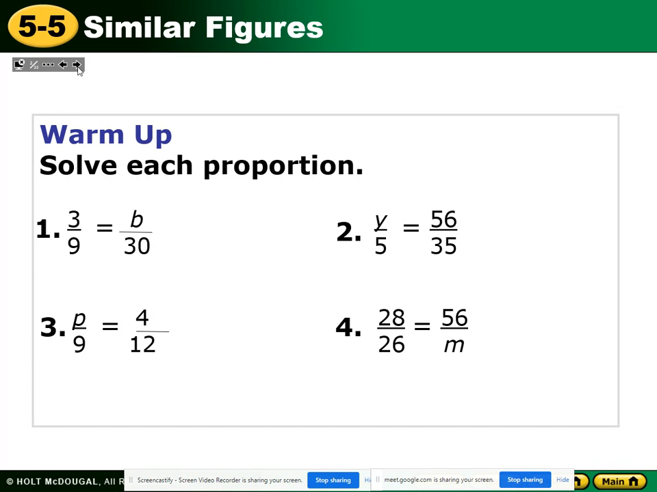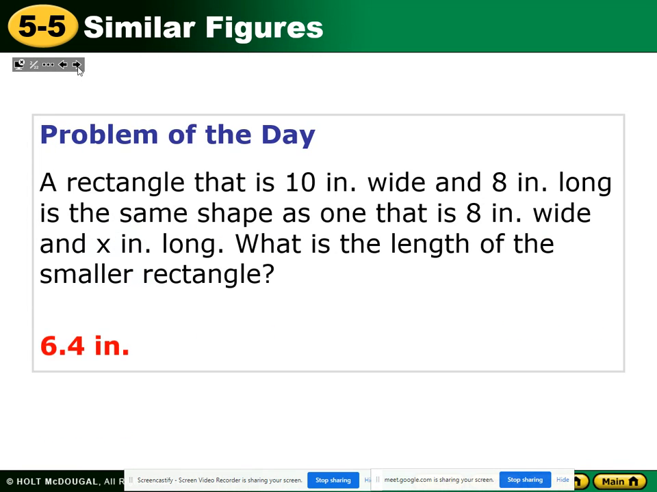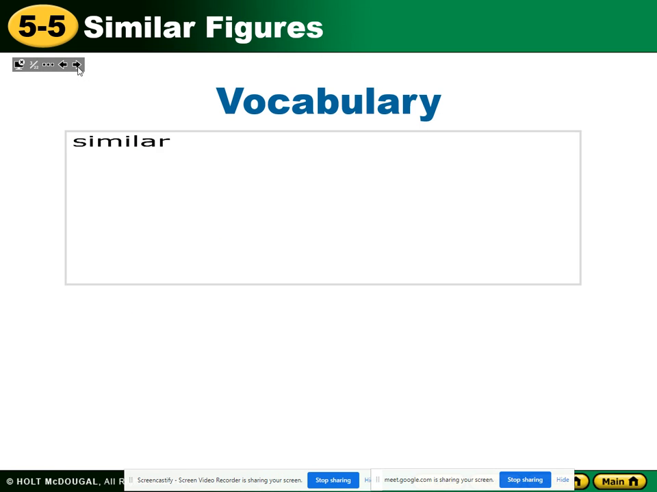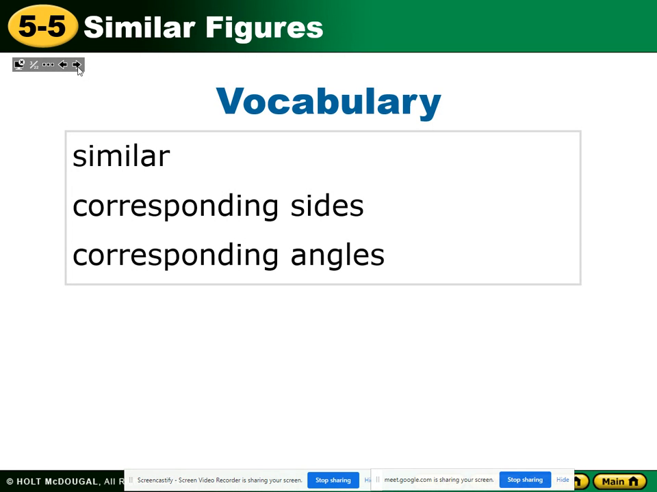Now, we know to cross multiply and divide, so we get 90 equals 9b, divided by 9, divided by 9. So it's 10, right? You remember how to do that, correct? That is what all of today's lesson is going to be based on, okay? Similar figures, corresponding sides, corresponding angles.